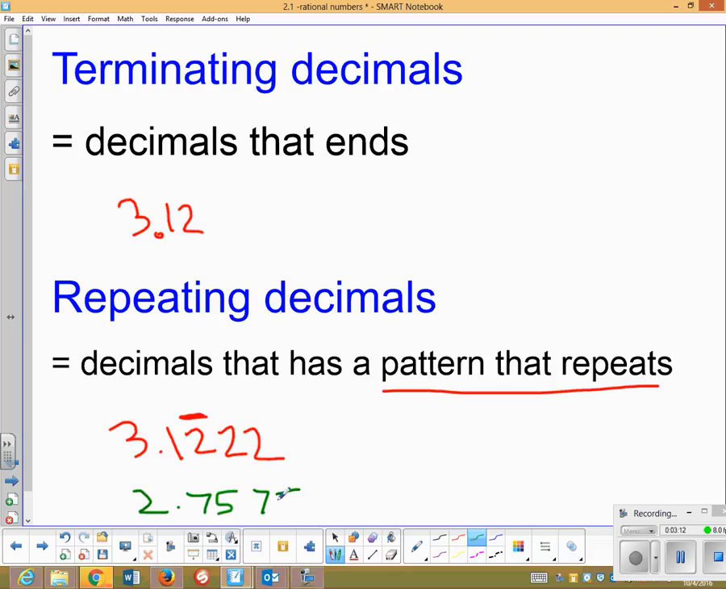2.7575. Now, what keeps on repeating? You notice, is it just a 7 or is it a 75? If it's just a 7, we will put a bar on just the 7. But because it's a 75, we'll put a bar all the way to the 5. So our answers would be 3.12 with a bar on top of the 2, or this one, 2.75 with a bar on top of the 7 and the 5. That's a repeating decimal, and that's a terminating decimal. Please make sure you copy both of these examples or key terms down in your notes.